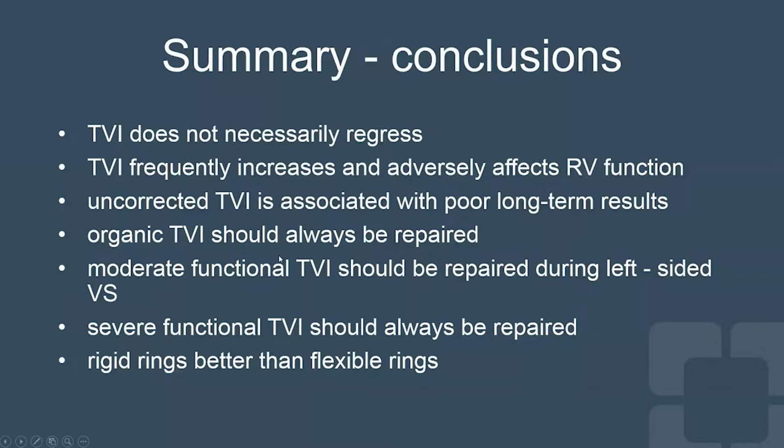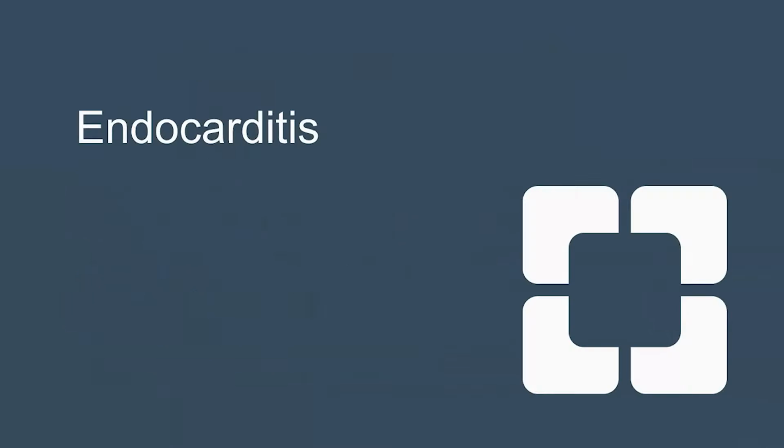Organic tricuspid valve insufficiency should always be repaired. And so if you only have tricuspid valve issues for these patients, you should repair. But when it's a functional regurgitation that's associated with left-sided disease, typically we would repair it too once you have at least a moderate disease. And using a rigid ring tends to be better than a flexible ring or just the sutures alone.